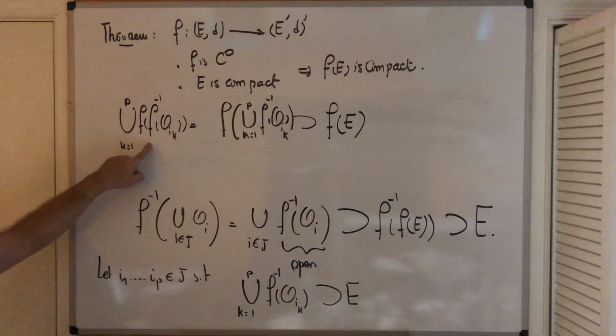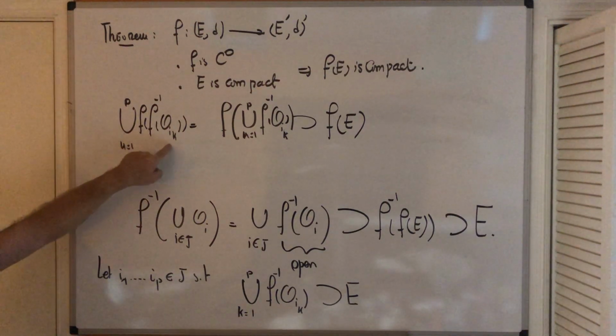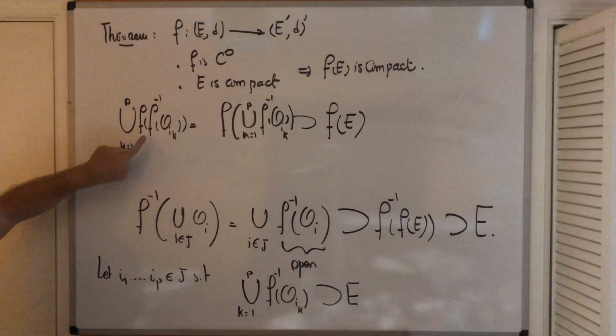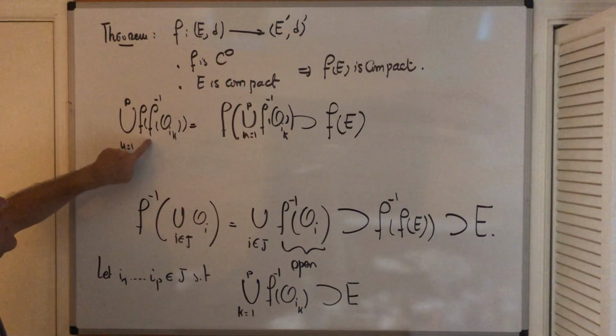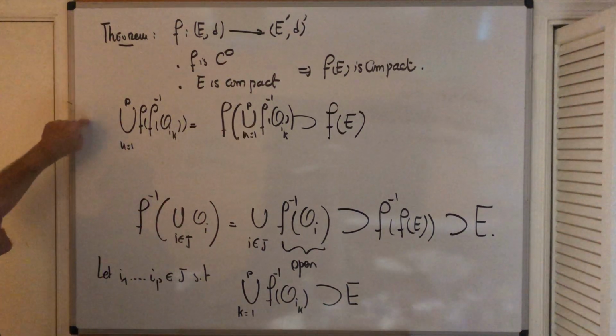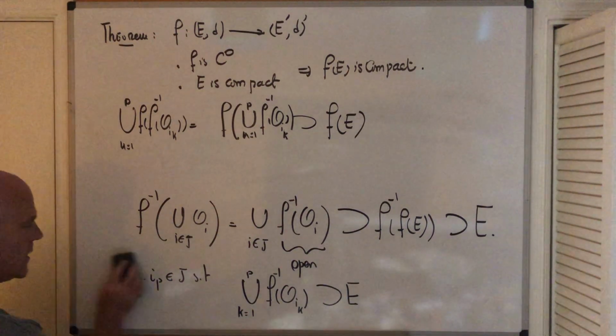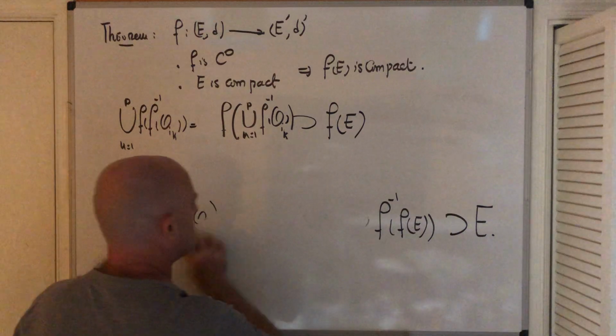Okay, so the temptation will be to say that f composed with f minus 1 of OIK is equal to OIK. No, it's not. But the good news is that it's a set which is contained in OIK. So let me go one line further.